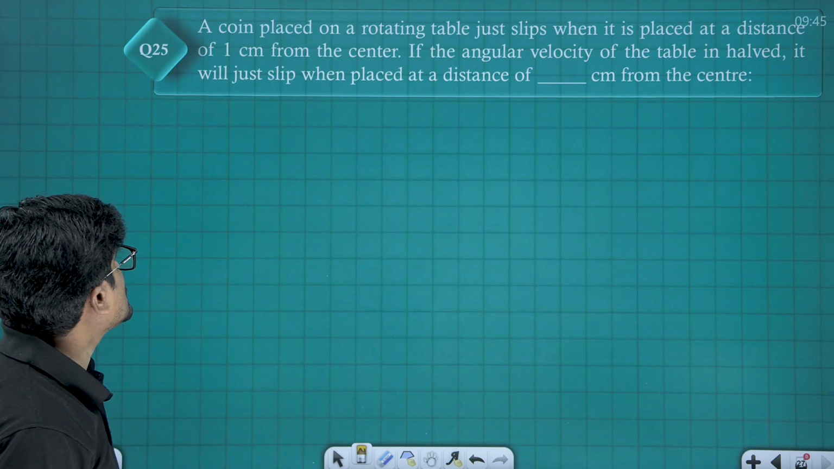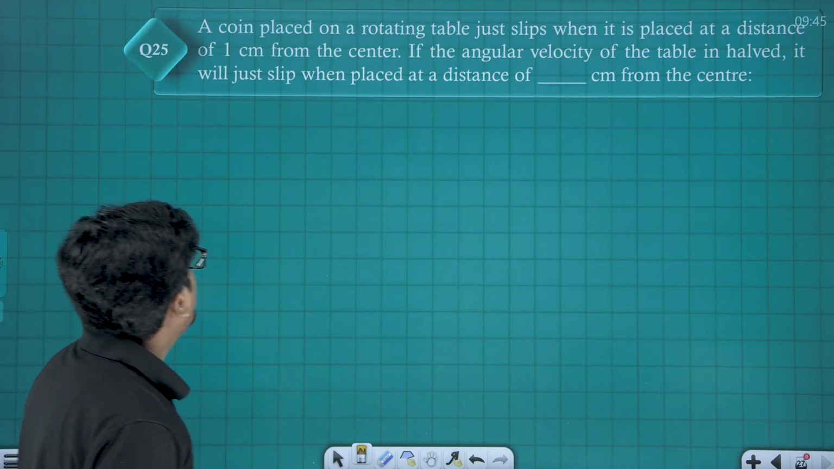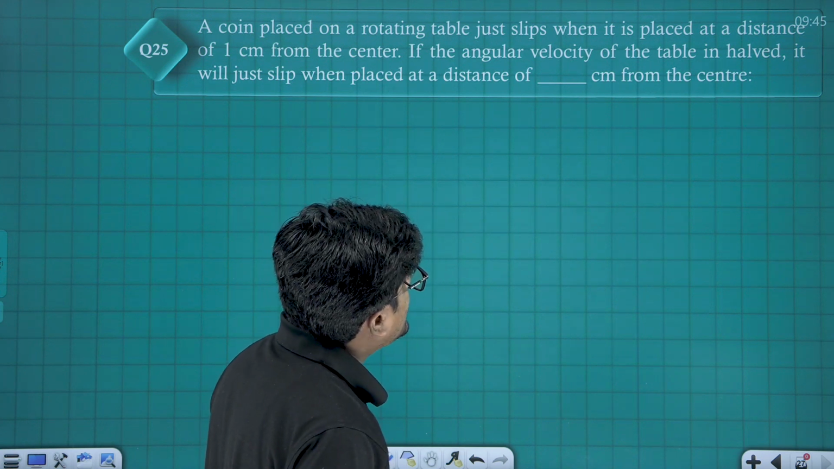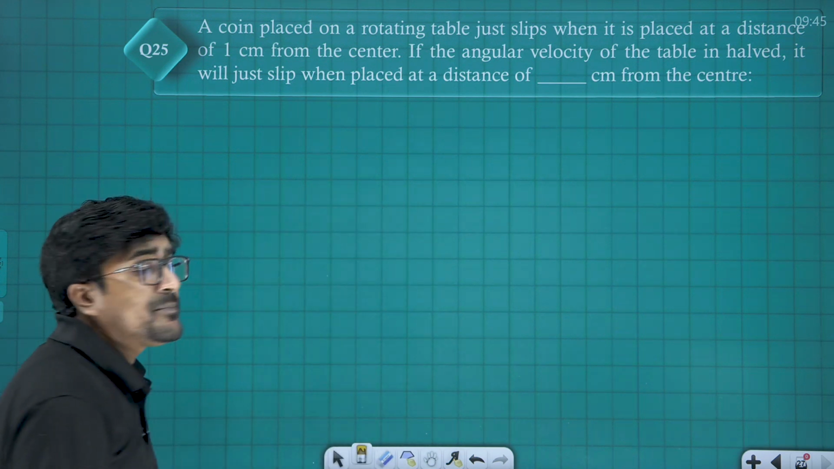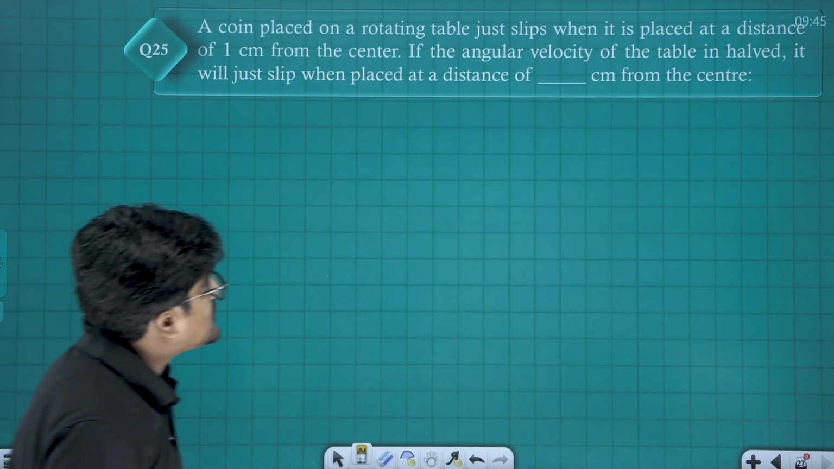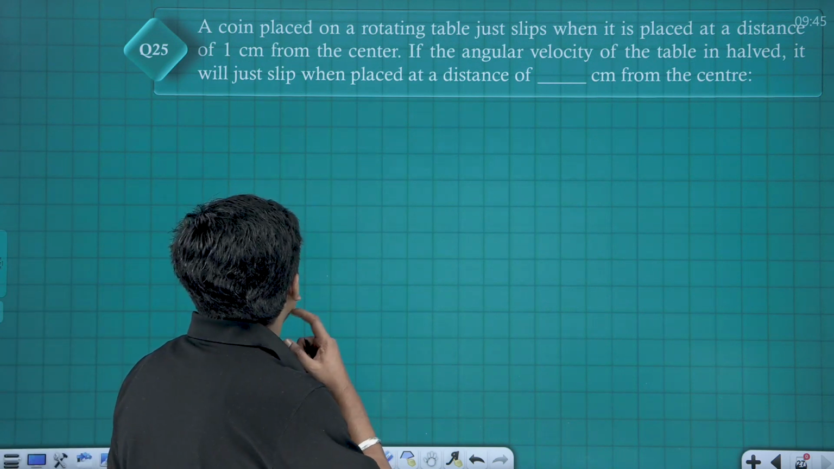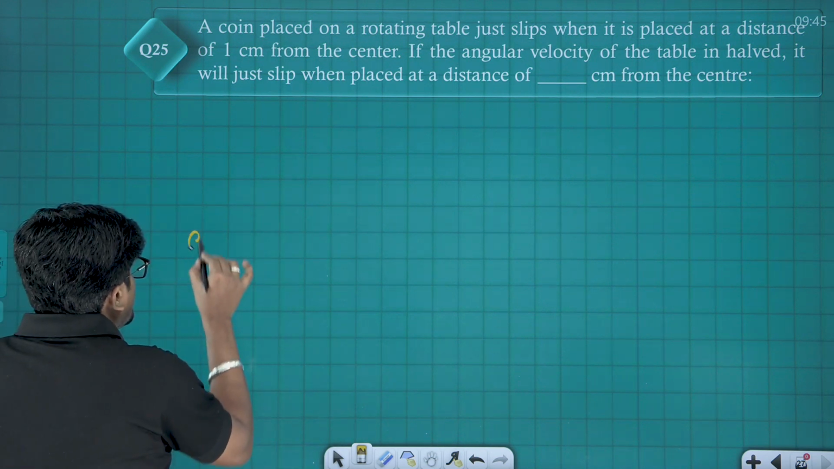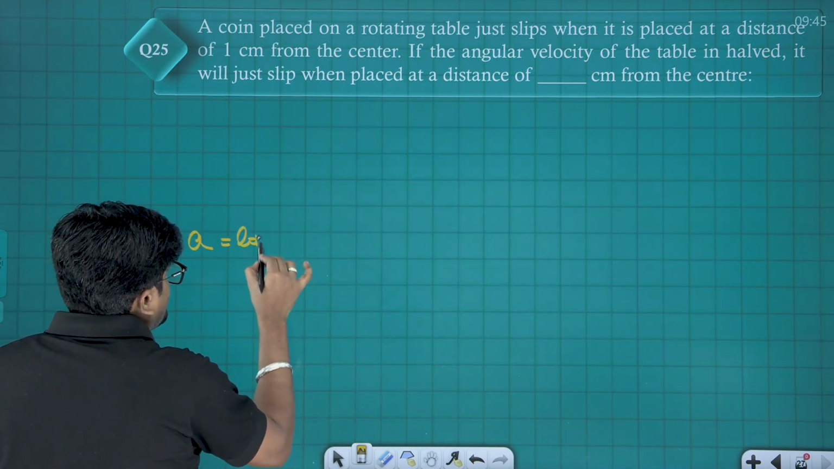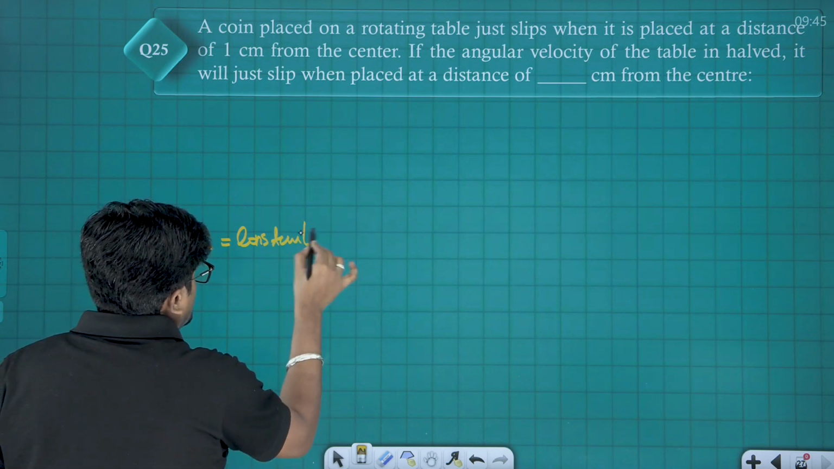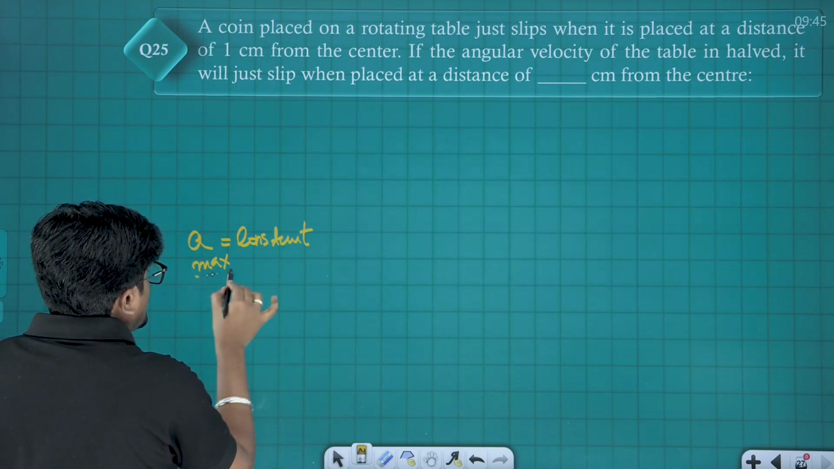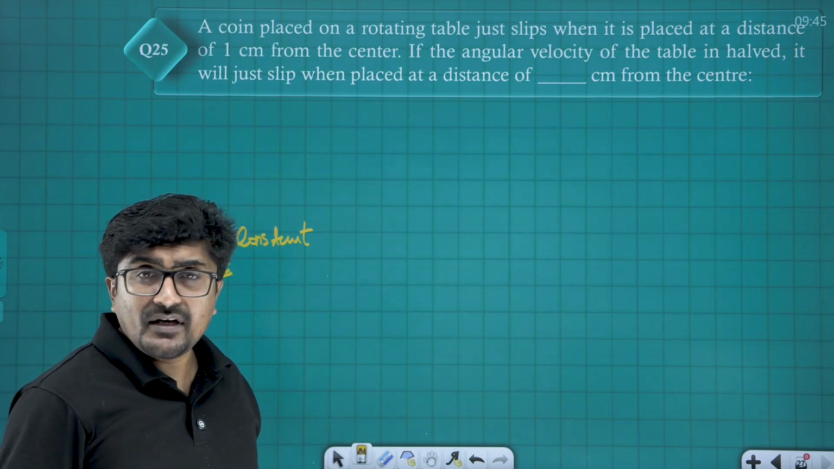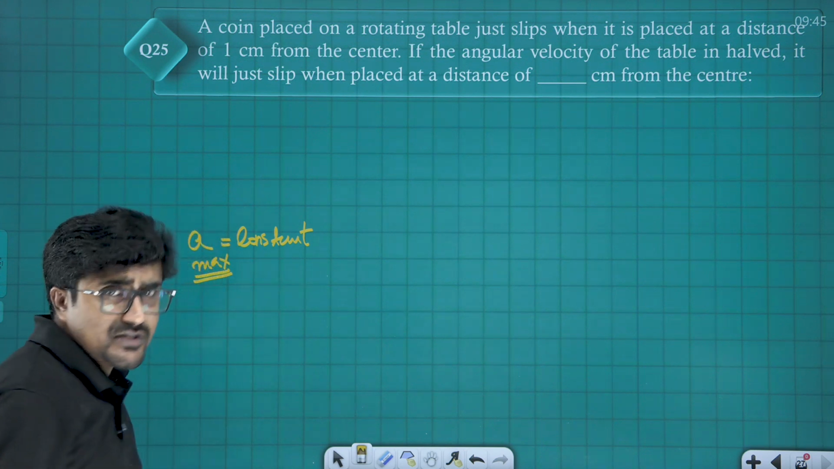Okay, next one is question number 25. Question number 25 says, a coin placed on a rotating table just slips when it is placed at a distance of 1 centimeter from the center. If the angular velocity of the table is halved, it will just slip when placed at a distance of. So here the centripetal acceleration is going to be a constant. The maximum value of centripetal acceleration is going to be a constant, because that is going to be offered by the friction between the coin and the floor.